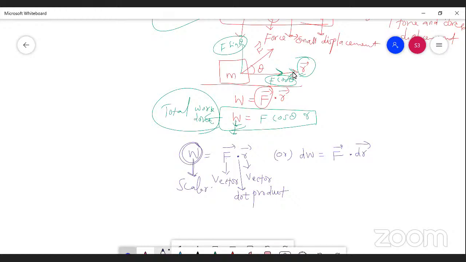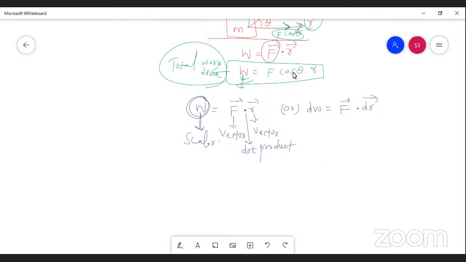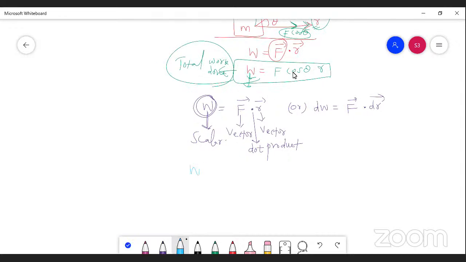If we remove the vector notation, work done by a force W is equal to F cos theta into r, or in other words, W is equal to F cos theta into dr. Now we will see the SI unit of work done.